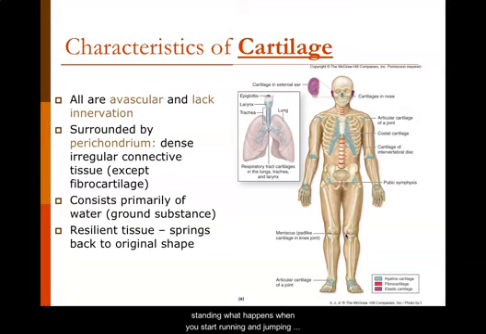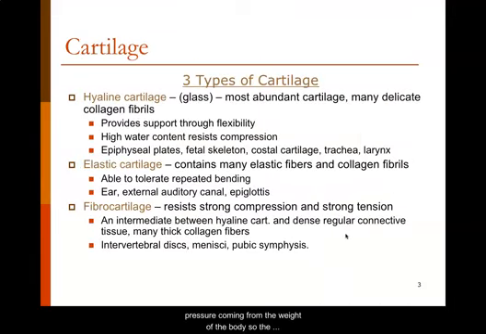What happens when you start running and jumping, right? An incredible amount of compressive forces, pushing forces, are going to be placed on that joint. The menisci made of fibrocartilage are able to withstand that intense pressure coming from the weight of the body. So the three locations for fibrocartilage here are the intervertebral discs, the menisci in the knee, and the pubic symphysis.